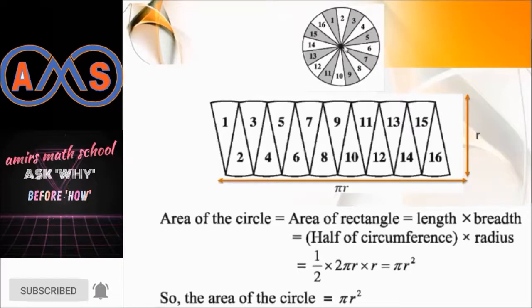And what will be the length of this one? That is from the center to any point of the circumference. This represents the radius, so this length should be r. So the area of the circle is equal to the area of this rectangle. The area of the rectangle is length times breadth, where the length is half of the circumference and the breadth is equal to the radius.